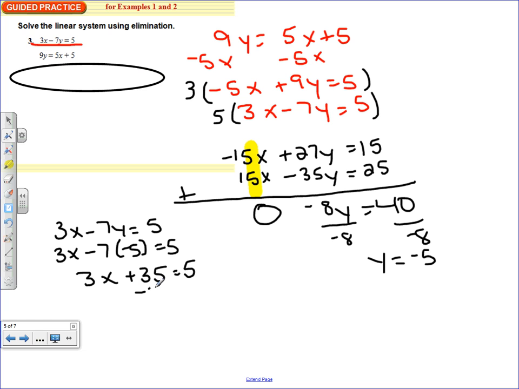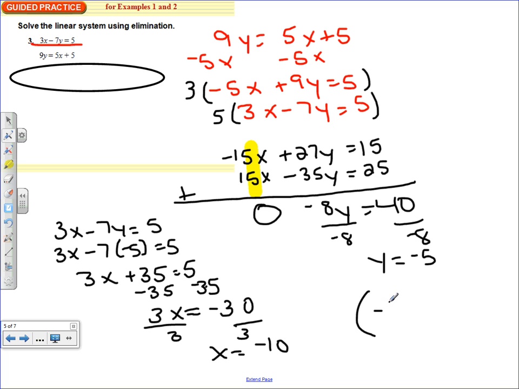We're going to subtract 35 from both sides. 3x equals negative 30. And I actually wrote that wrong. Let me fix that real quick. We're subtracting 35 from both sides. Whatever I do to one side, I have to do to the other. Now I subtract and have negative 30. Now I'm going to divide by 3. And the value of x is negative 10. So my answer, again, a coordinate point, negative 10, negative 5.